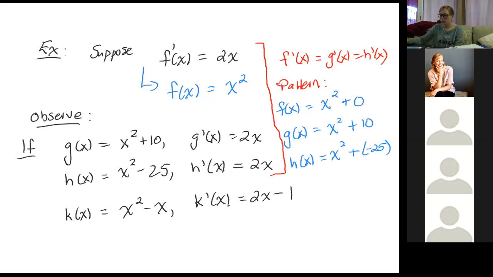All of those have the same derivative, but the original function has the addition of a constant term. And the reason for that is because the derivative of a constant is 0. So we have this addition of a constant.